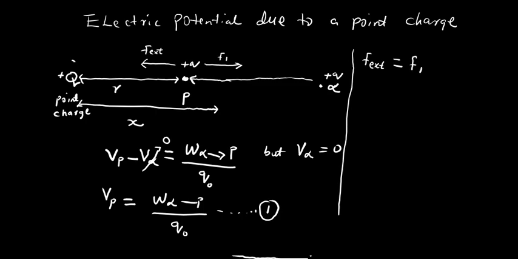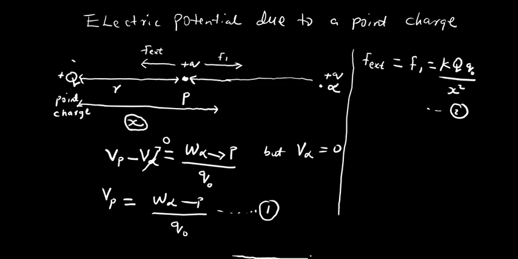And it is equal to Coulomb's law, which is kQq over X squared. We are considering the distance X squared. So we can call this equation 2.